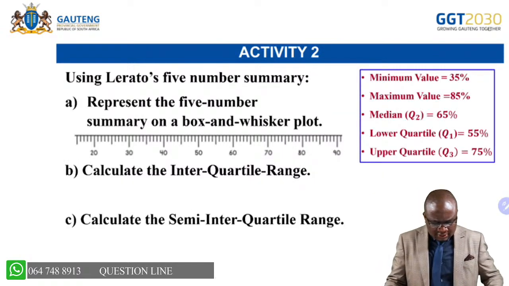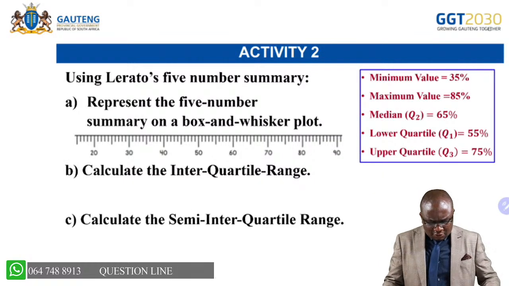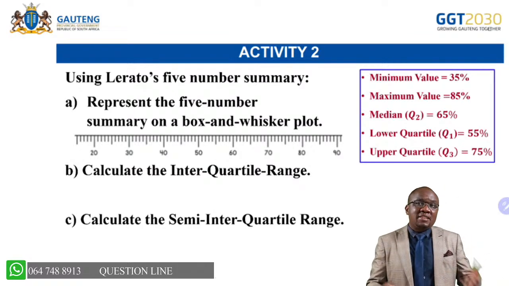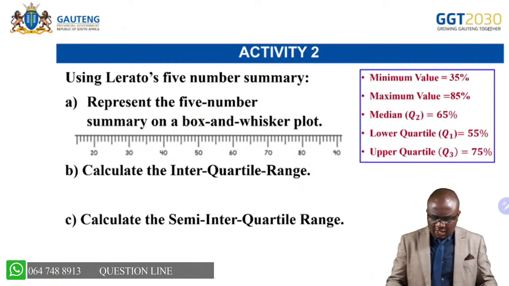Okay, right. Now, using Lerato's 5 number summary, represent the 5 number summary on the box and whisker, calculate the interquartile range and calculate the semi-interquartile range. I'll just do this one fast, and then we conclude. We have done this activity, just the same thing. These are the 5 numbers we are talking about.